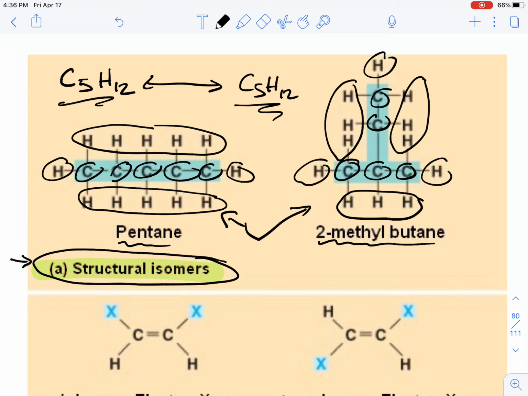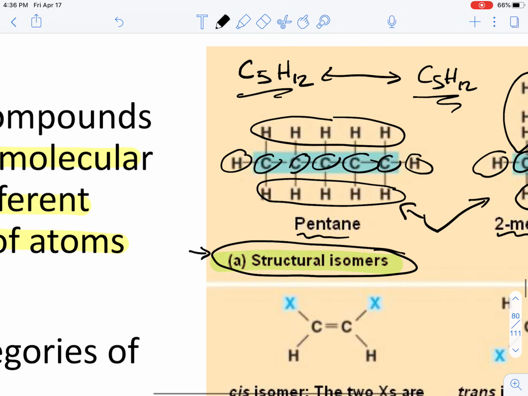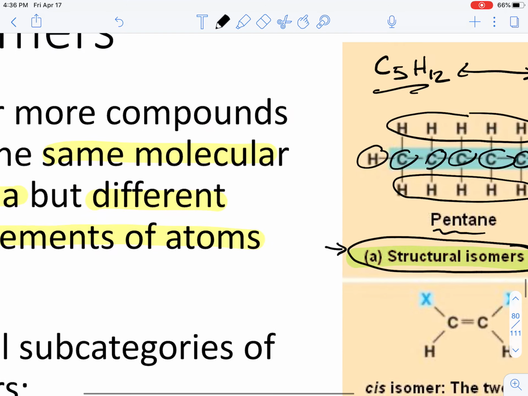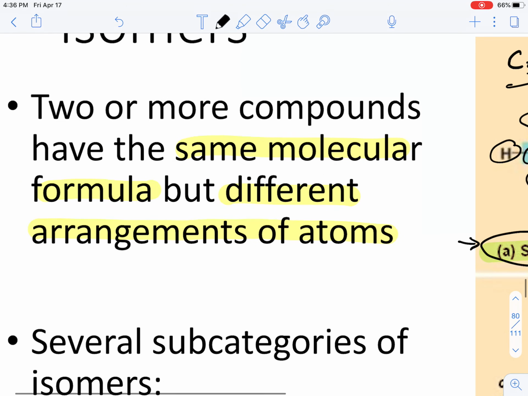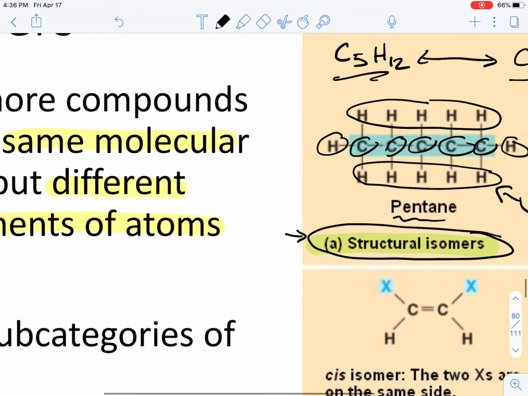Whenever you say that two or more compounds are isomers of each other, specifically structural isomers, you're basically communicating to the reader or the audience that those two structures have the same chemical formula, but the arrangement of their atoms is different.